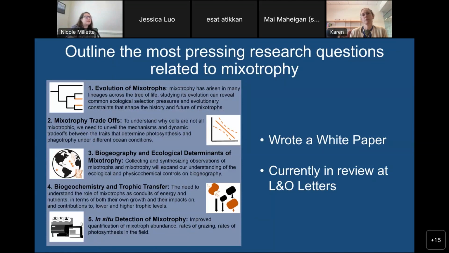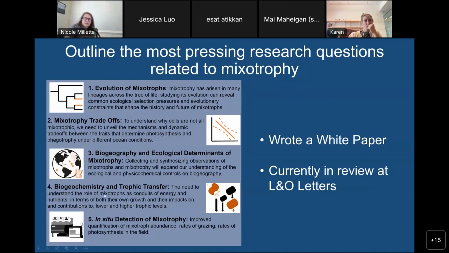And then once you understand where they're expected to dominate and when they're expected to dominate in aquatic environments, the next thing to understand is what's the impact of those mixotrophs in these locations, and that's our fourth research priority: biogeochemistry and trophic transfer. So understanding the nutrients that are being taken up by the mixotrophs, which nutrient mode they're coming from, and then how those nutrients are being transferred throughout the ecosystem, whether it's up to higher trophic levels, within the microbial loop, being sequestered, what have you.